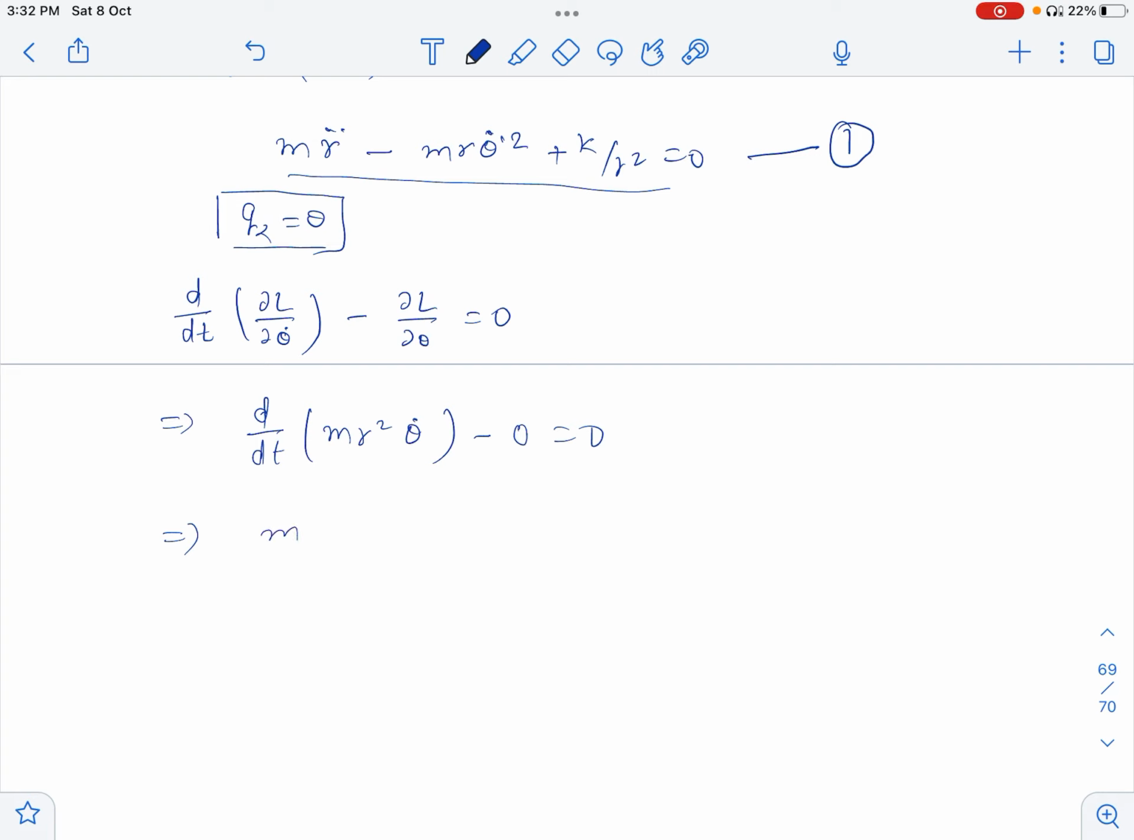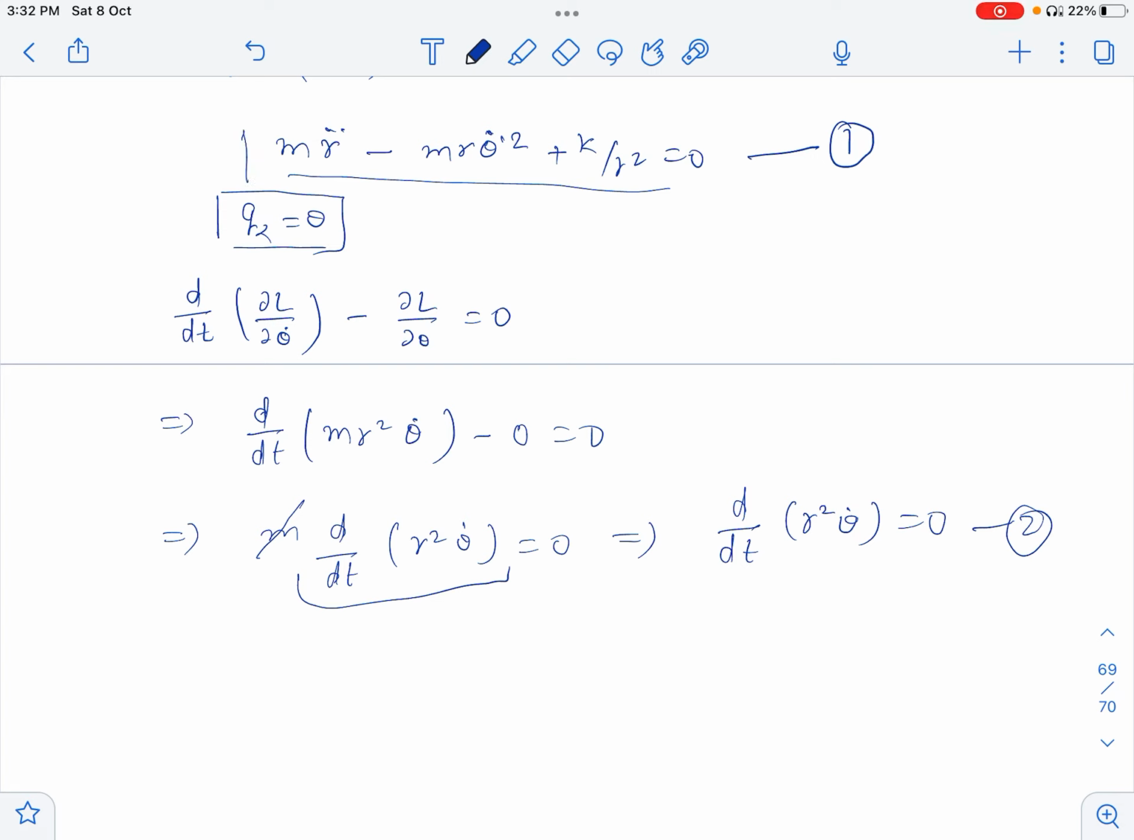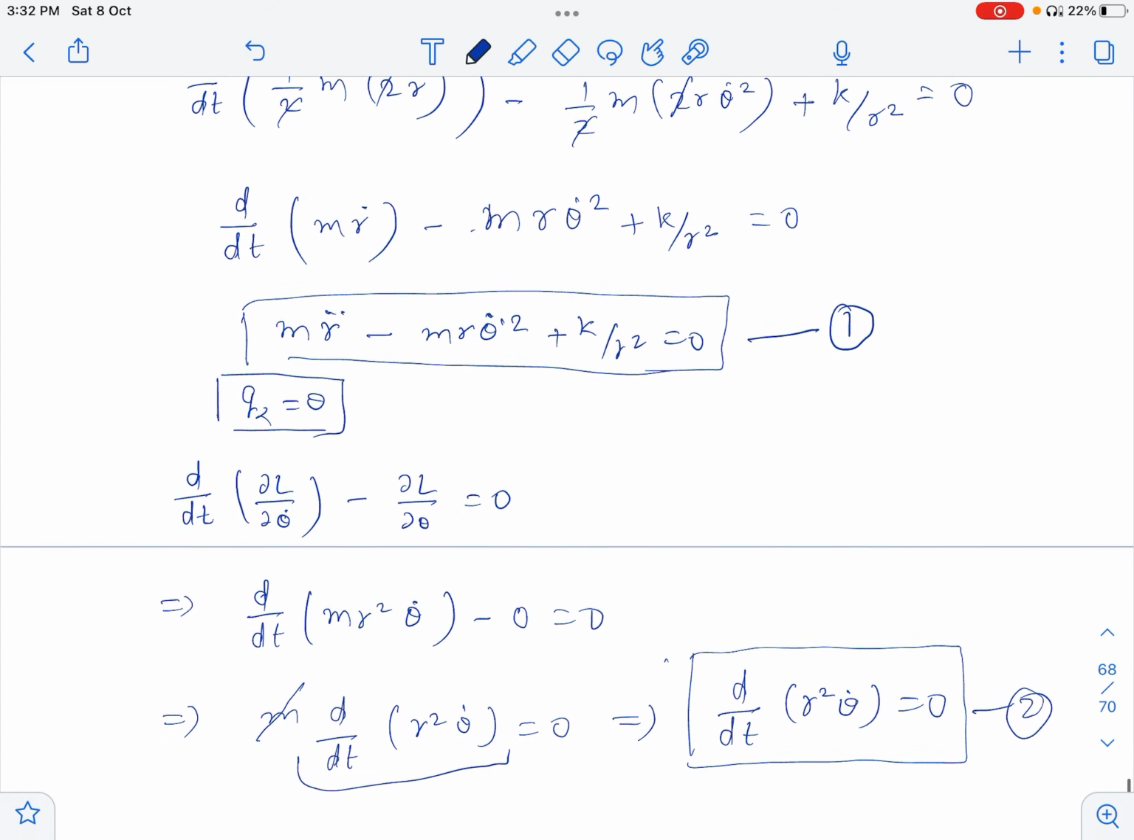That implies m can be taken outside: m d upon dt of r square theta dash is equal to 0. Since m is not 0, d upon dt of r square theta dash is 0, so r square theta dash is constant. This is equation 2. So equations 1 and 2 combined give the equation of motion for the given system. So this is the solution of 5D.